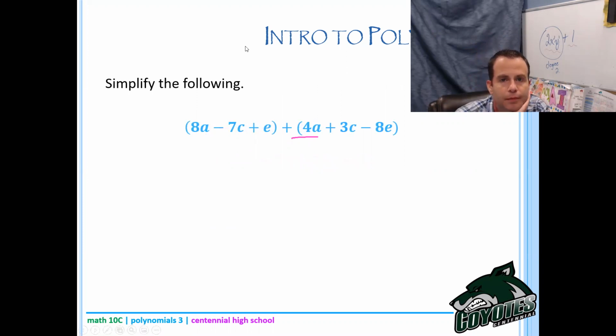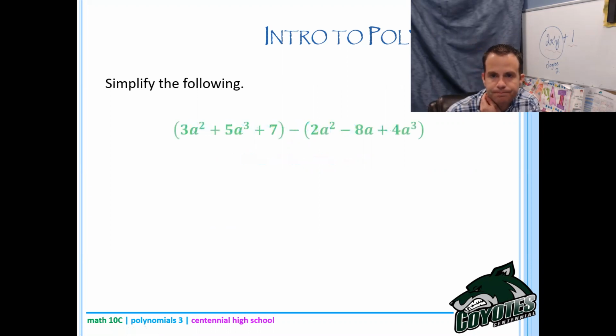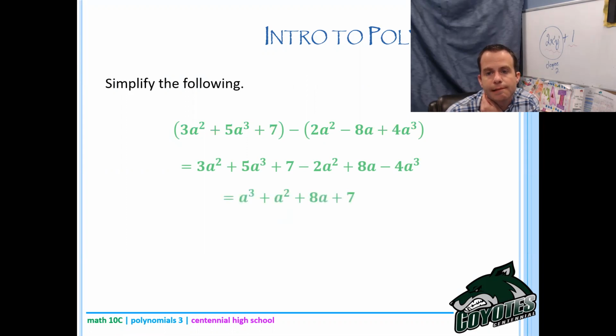Okay. Try this guy then. Nothing out of the ordinary. Final answer should be 12a minus 4c minus 7e. Try this guy. Remember to distribute your negative. So you might want to drop those brackets first just to be on the safe side. Then you can combine like terms. Final answer should be a cubed plus a squared plus 8a plus 7.